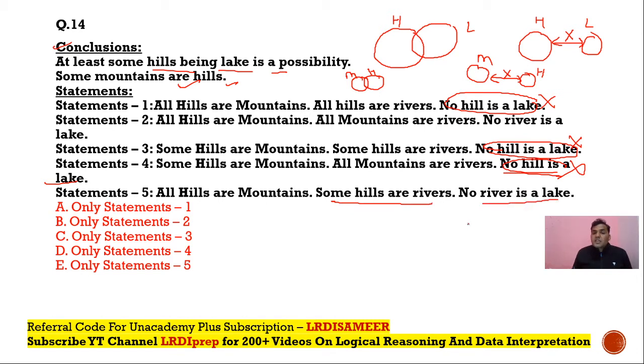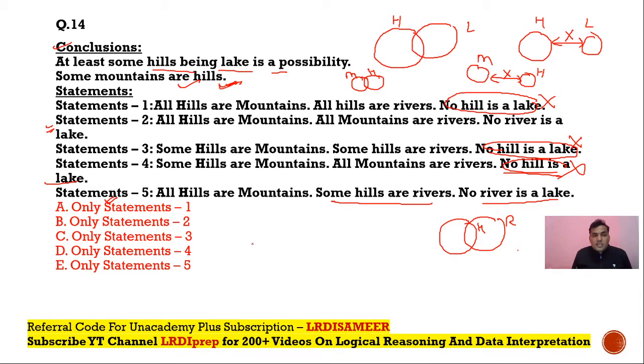That means some hills are rivers and no river is a lake. We are looking at whether some hills can be lake. Okay, that is a possibility, so statement 5 is a possible option and statement 2 is also a possible option. All right, now let's cross check.